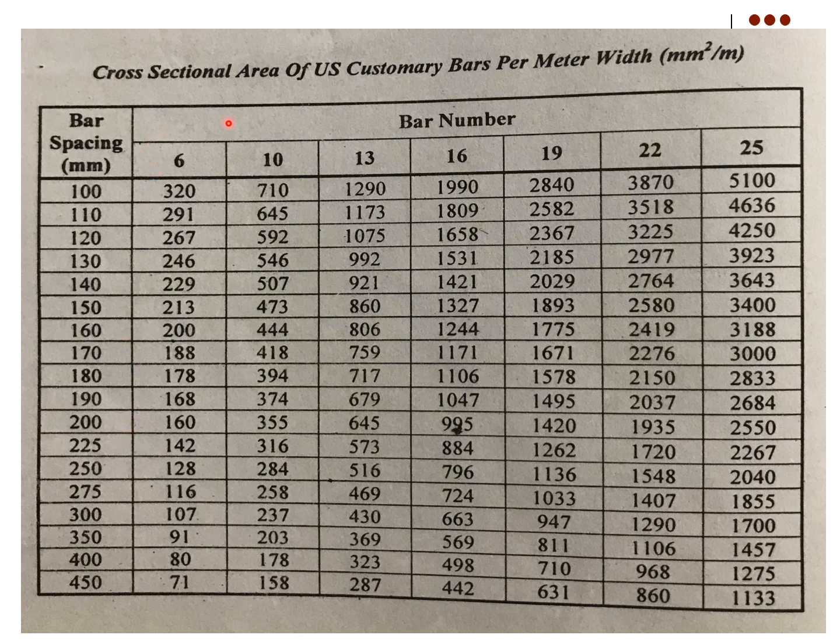The first thing is that we need to choose what size of bar we are going to use. If we are using number 10 bar, then we will look at the number 10 bar column, and in this column we have the area of steel. Let's say I have area of steel equal to 473 millimeter square. Corresponding to number 10 bar and 473, I will choose the spacing in between the bars equal to 150 millimeter.